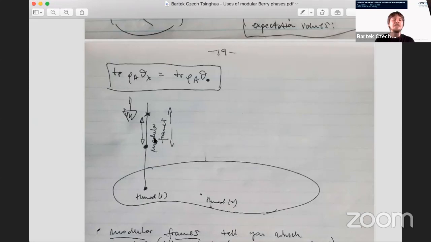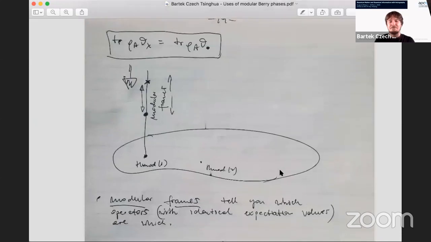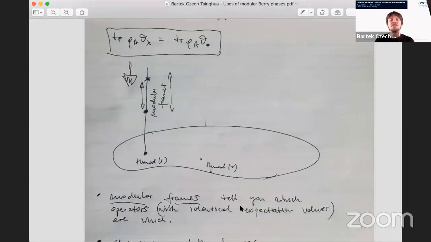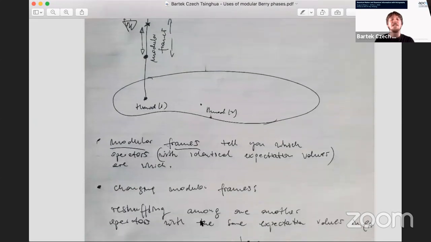And hopefully now it is clear why I'm using the phrase modular frame. It's a frame-dependent statement whether I'm talking about this operator or that operator, so long as I'm staying in the same density matrix, because they have exactly the same expectation values. They do become different, however, if I tried them in a different state. But in my state, in my rho A, this is just a change of frame because the physics here and the physics here is the same. Does that make some sense? Okay, so modular frames tell you which operators with identical expectation values are which in a given state.